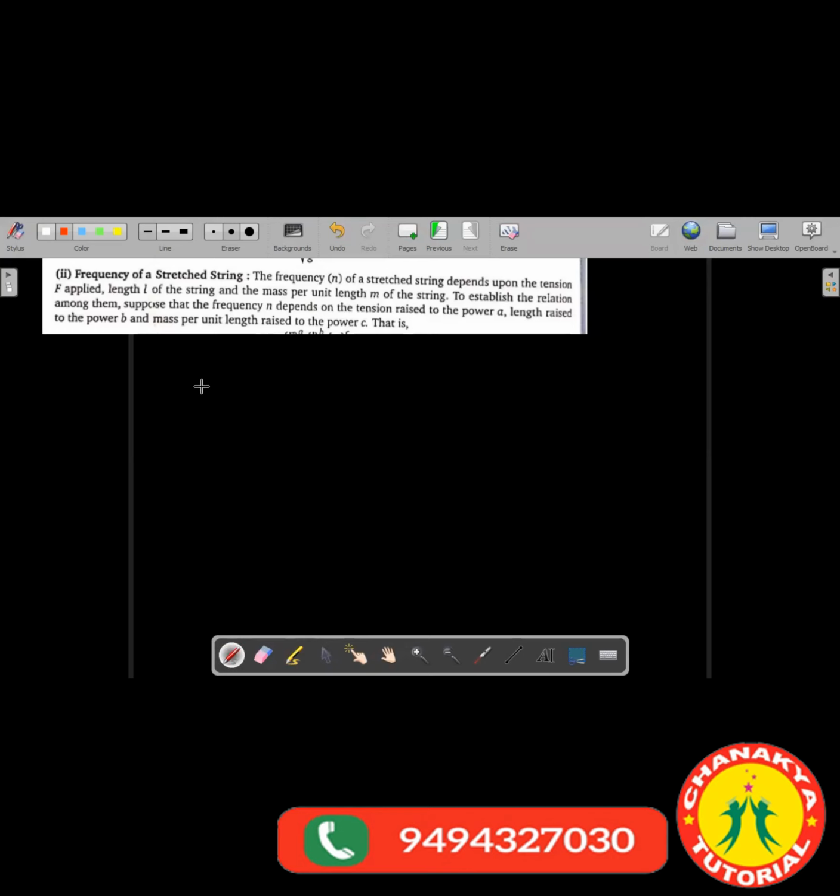Okay. See, you will write here. It's given that the frequency n is proportional to the tension raised to the power A, length raised to the power B, and mass per unit length, which is m raised to power C. Remember here, m is mass per unit length. Okay. So m will have the dimensions. What will be the dimensions of m?